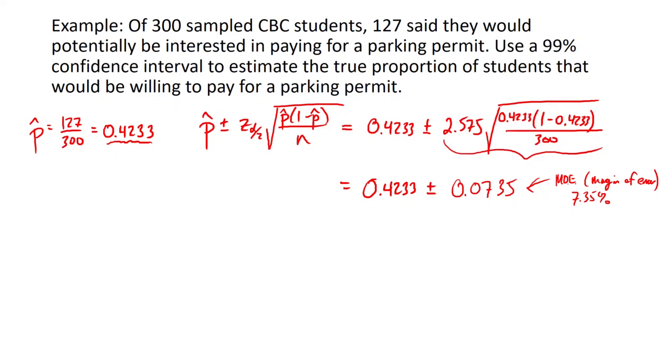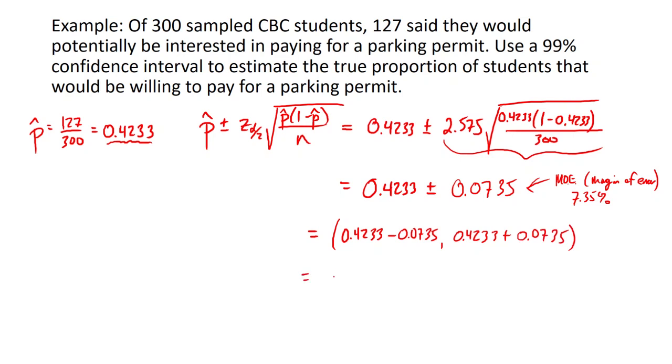It got bigger. Why did it have to get bigger? We wanted more confidence, yeah. Because if you want to be more confident and you still have the same data, you don't really have any choice except to give yourself more room for error. That's all you can do. So our margin of error goes up. So in exchange, what's going to happen to our interval? Yeah, it's going to widen. So we're going to go from 0.4233 down that much, and then up that much.